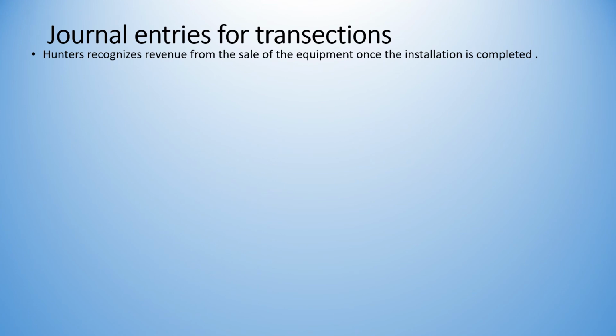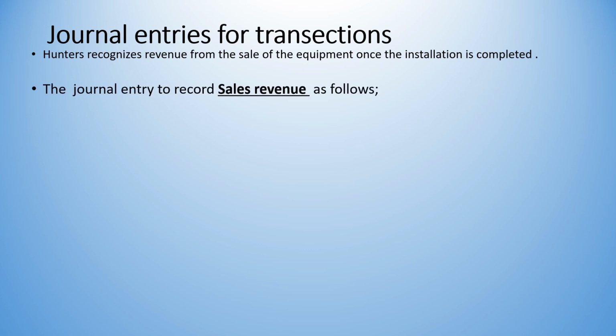Recognize the revenue from the sale of equipment once the installation is completed on 1st of November 2021. In addition, it should recognize revenue for the installation fee because the service has been performed. Hunter can make the following entry on 1st of November 2021 to record both sales revenue and service revenue on the installation, as well as unearned service revenue.